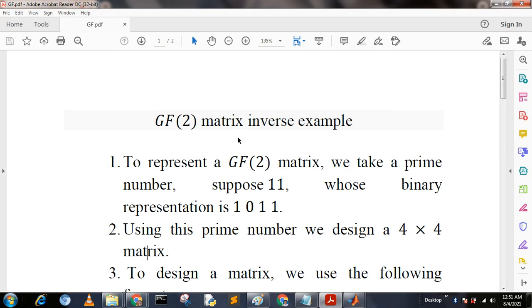Hello, my dear friends. Today I am going to discuss the GF2 matrix inverse method.